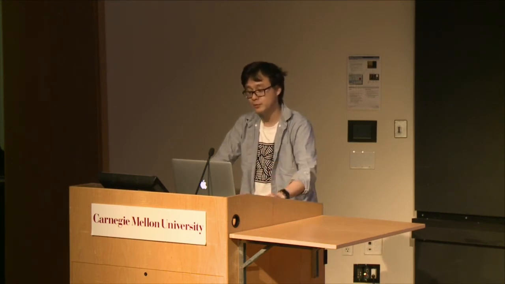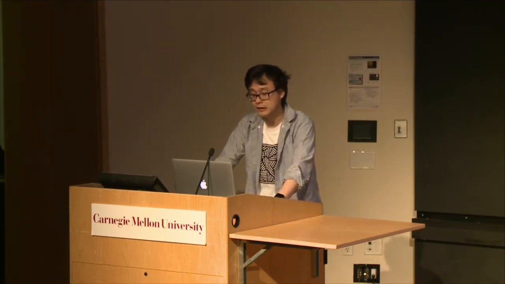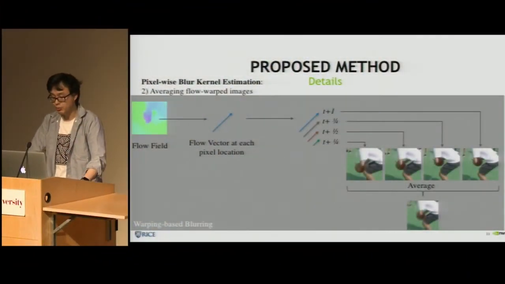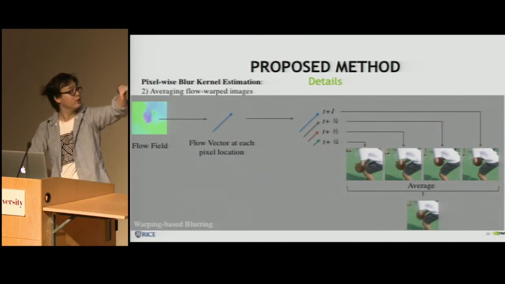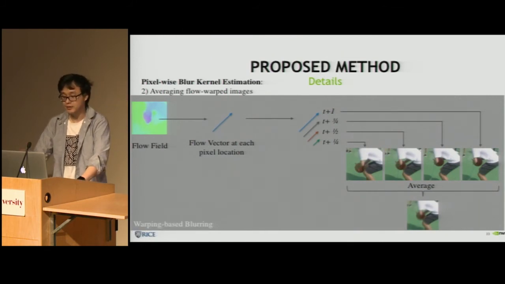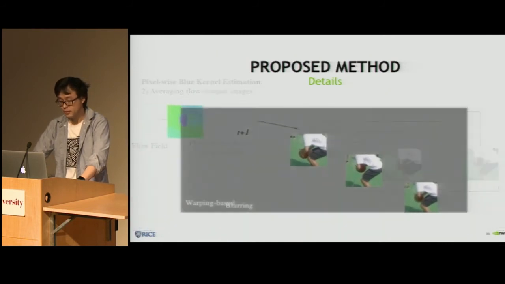The second blurring model we explored is to warp the sharp image according to the flow field, then average over the warped images to get the reblurred image. In this approach, the flow vectors at each pixel location are subdivided into smaller vectors of a smaller time scale. We then warp the image using each of these sub-flow vectors, and then finally average over all the warped images to get the reblurred image.